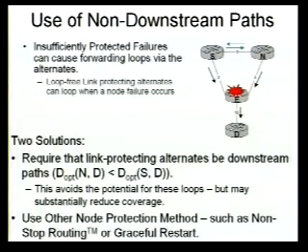And therefore you won't get the loop. It turns out if you use downstream paths as opposed to just loop-free, it's a stricter requirement, and you can avoid this looping concern, but it reduces your coverage. And it substantially reduces your coverage in the topologies that we've analyzed. Another method is to use another node protection mechanism, such as nonstop routing or graceful restart, to protect against node failures.